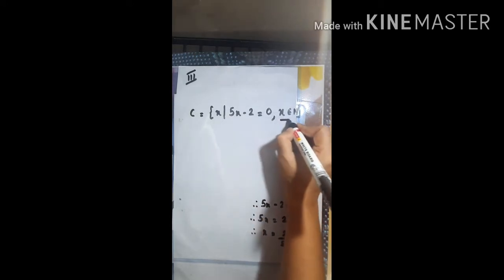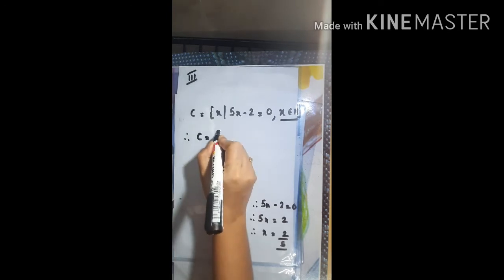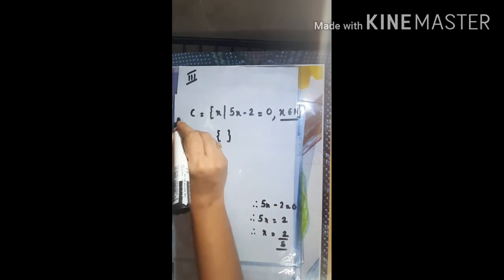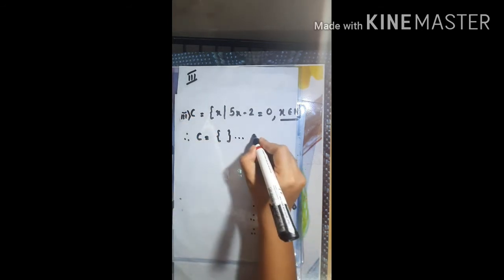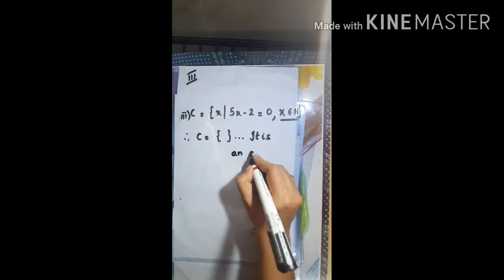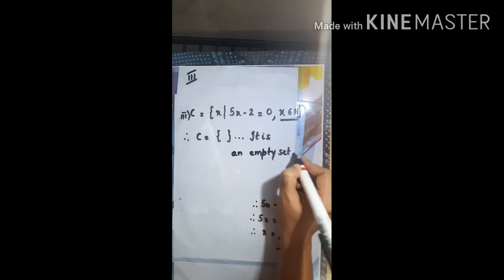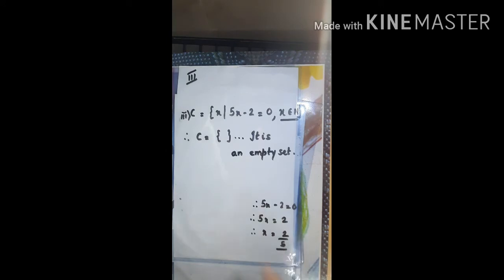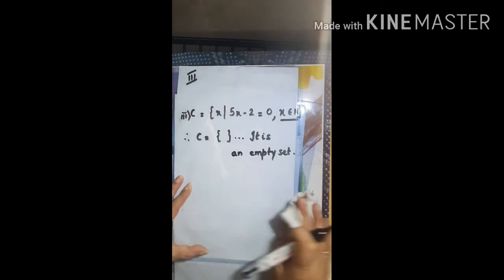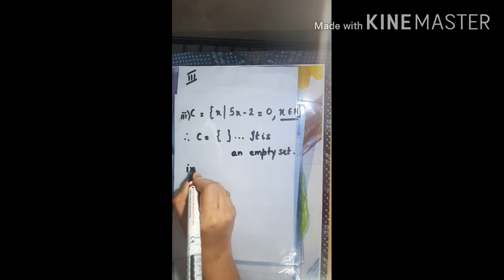Now my x is supposed to be a natural number. Is 2 upon 5 a natural number? No. So my C does not contain any elements. This is my third sum. Therefore it is an empty set since it contains no element. If it contains even one element, even if it contains 0, it is not an empty set. Now see question number 4.